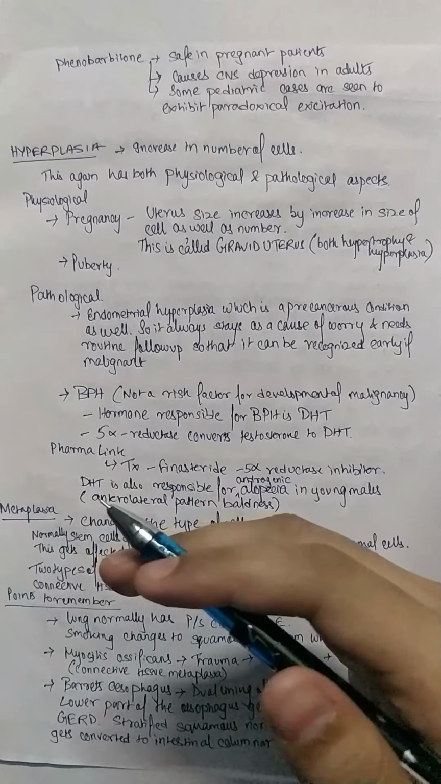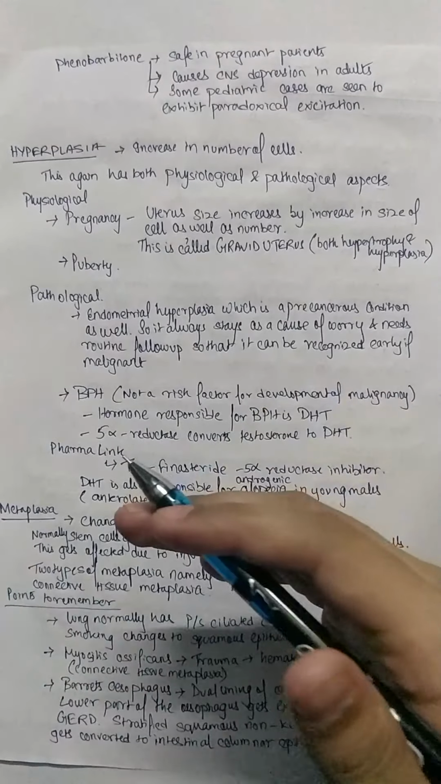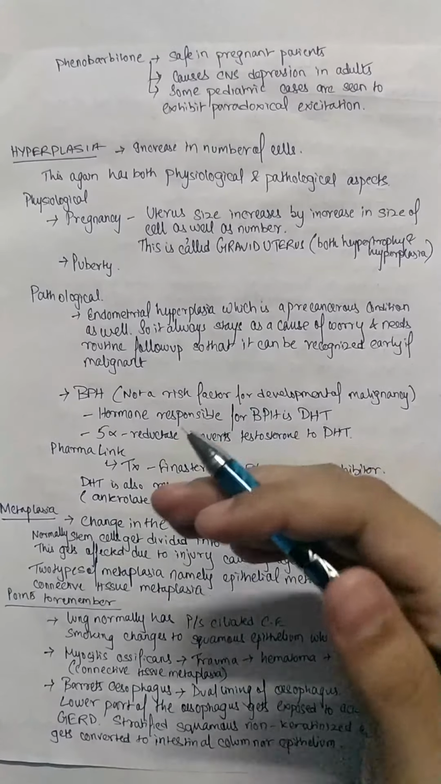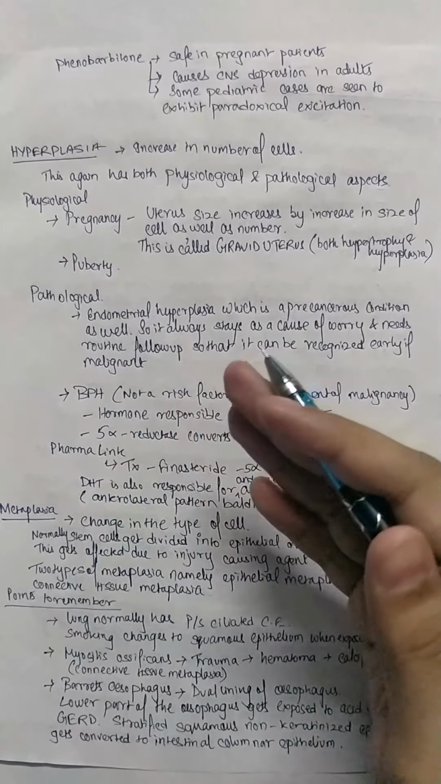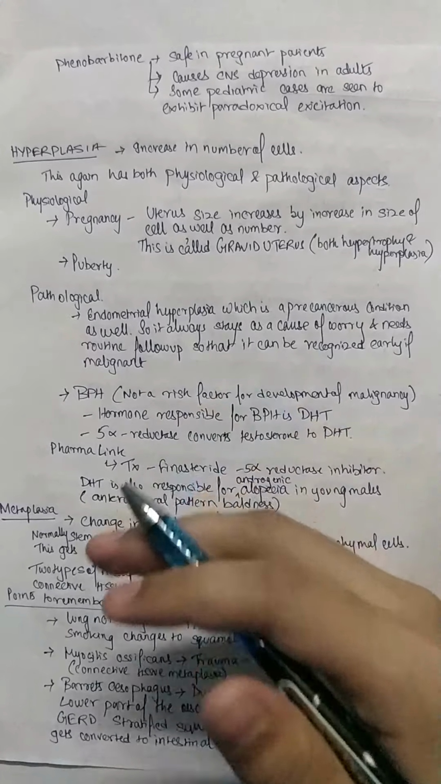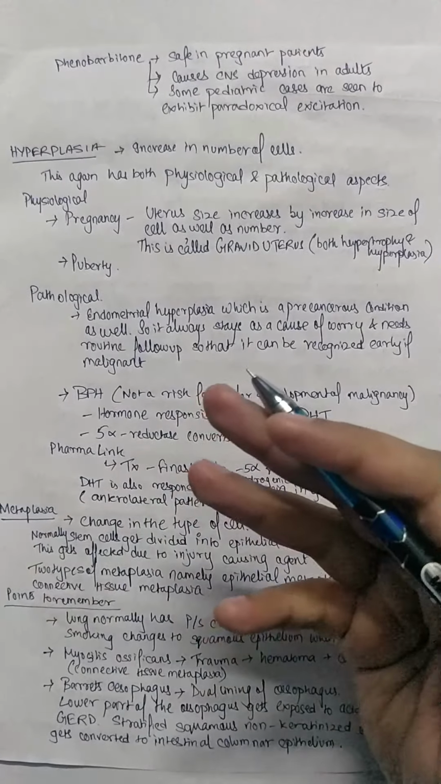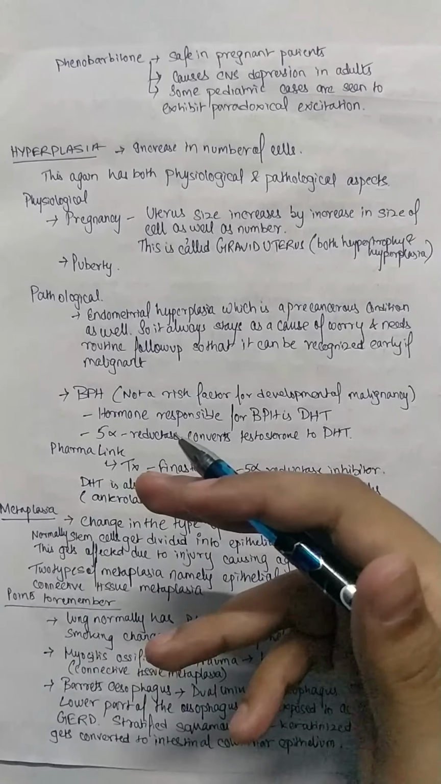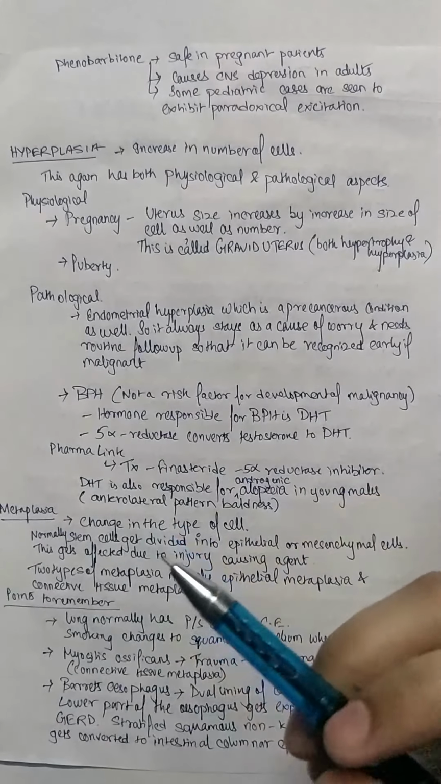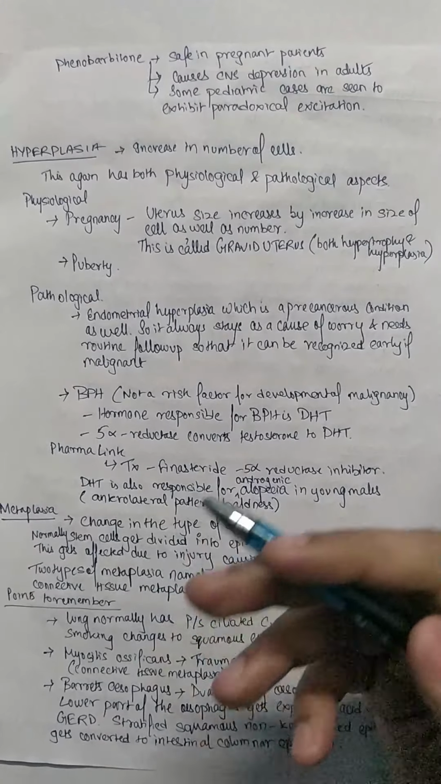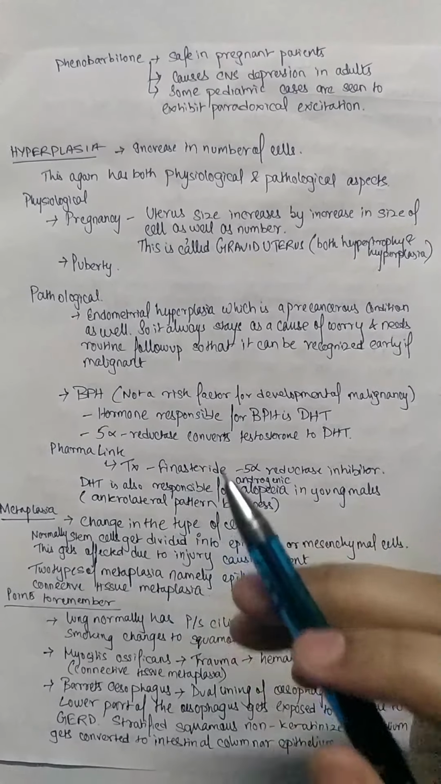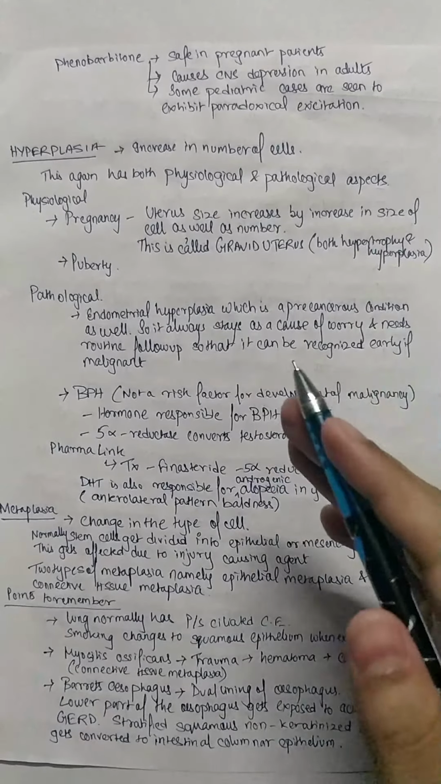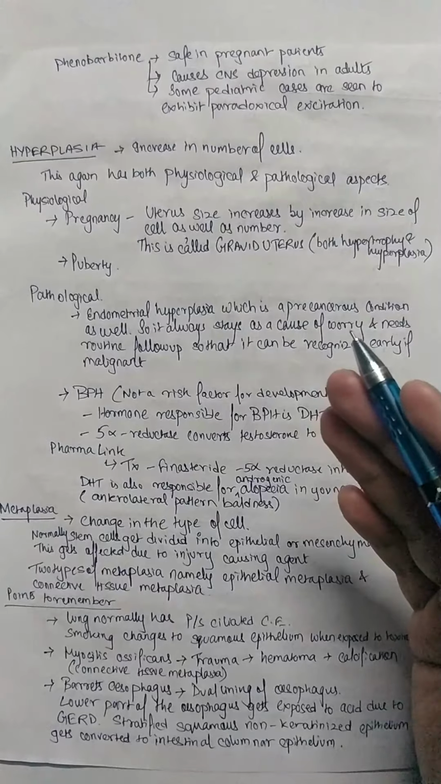Now moving on to the other topic of cell adaptation, which is hyperplasia. Now hyperplasia is nothing but the increase in the number of cells. Hypertrophy was the cell size and hyperplasia is the number of cells which is getting increased. So this again has both physiological and pathological aspects. So the physiological aspect is going to be pregnancy. Now over here I want you to remember that uterus size increases by increase in the size of cell as well as number.